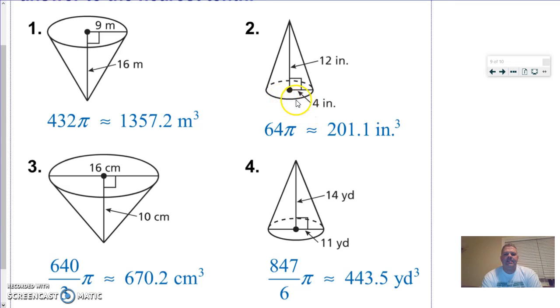So as a reminder, we need to take 1/3 the radius squared times the height. 1/3 the area of the base times the height. Area of the base is pi r squared.